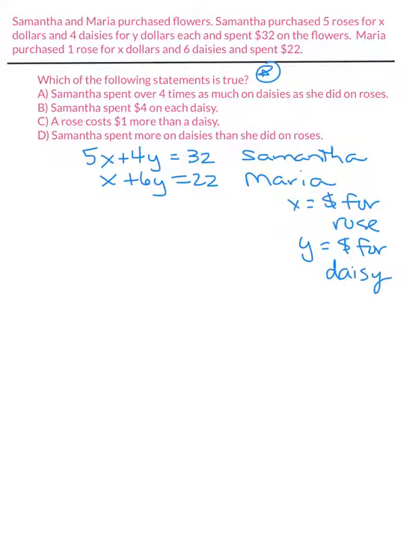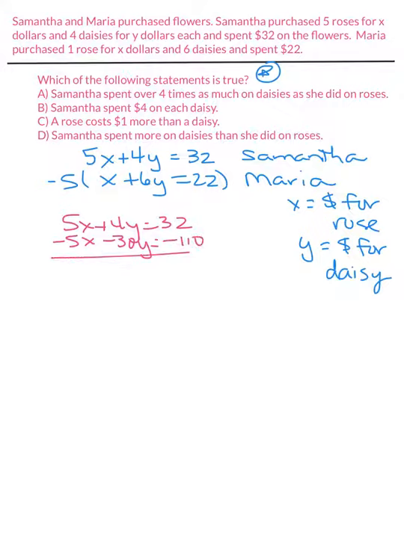Now again, I could solve this either using substitution or elimination. I'm going to use elimination. So I'm going to multiply the bottom equation by negative 5. Let me rewrite what I have. I have 5x plus 4y is equal to 32. That's my first equation. And I get negative 5x minus 30y is equal to negative 110. My second equation, my x's will eliminate, which is what I want. And then I have negative 26y is equal to negative 78. Divide both sides by negative 26, and I have y is equal to $3. That's per daisy.